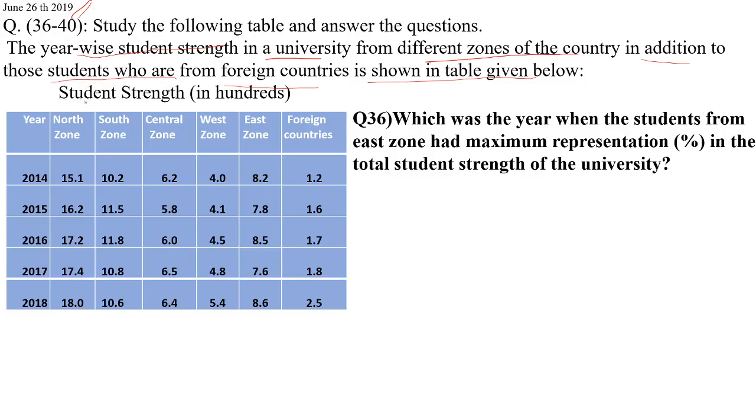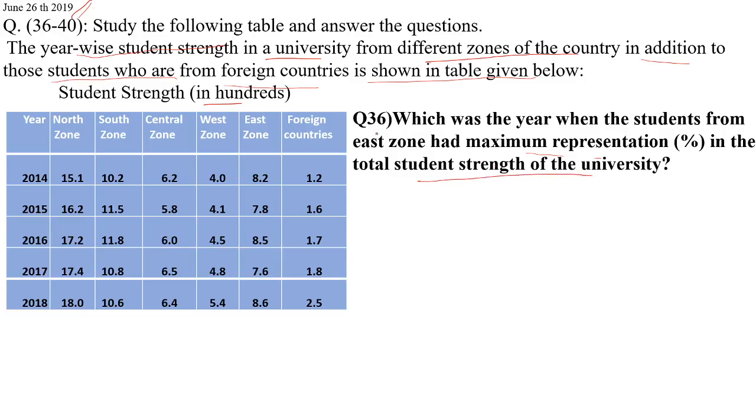So you can see the different strengths are given in hundreds. Student strengths are given in hundreds. So these are the values from North Zone, South Zone, Central, Western, Eastern and foreign countries, and the years are being given from 2014 to 2018. So we will discuss the question. Question number 36 says, which was the year when the students from the East Zone had maximum representation in the total student strength of the university?